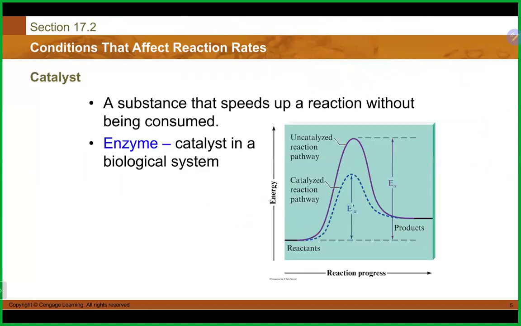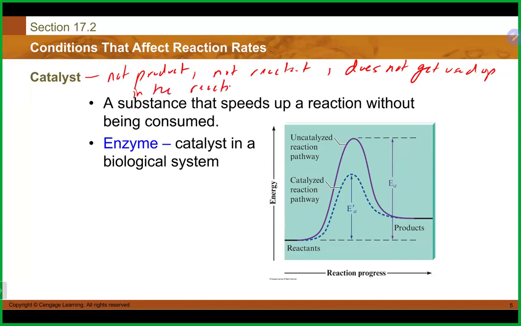One way that you can speed up the rate of a reaction is to add a catalyst. And a catalyst is something that, again, is not a product. It is not a reactant. And it does not get used up in the reaction. It is there simply to facilitate that reaction happening, if you want to think about it, a lot more efficiently than it would if the catalyst is not there. It finds an alternative pathway for that reaction to occur.